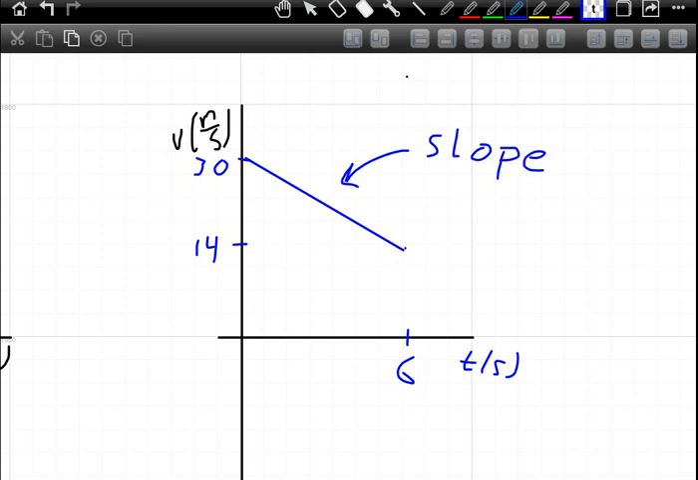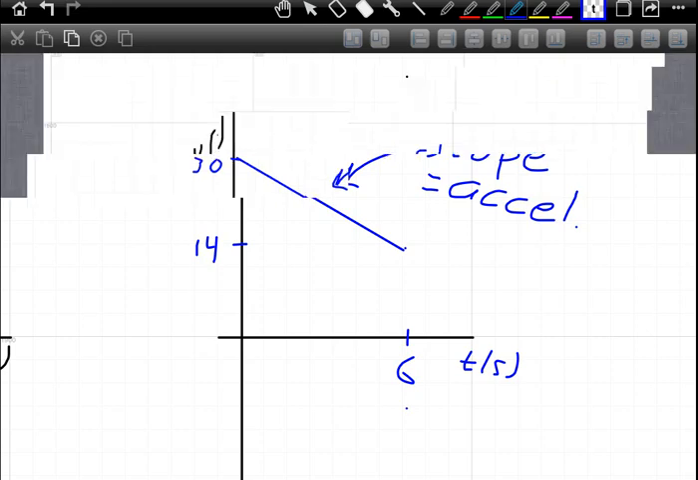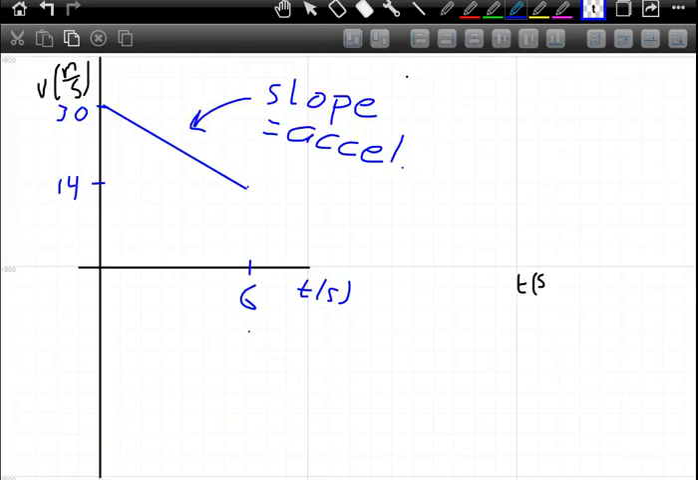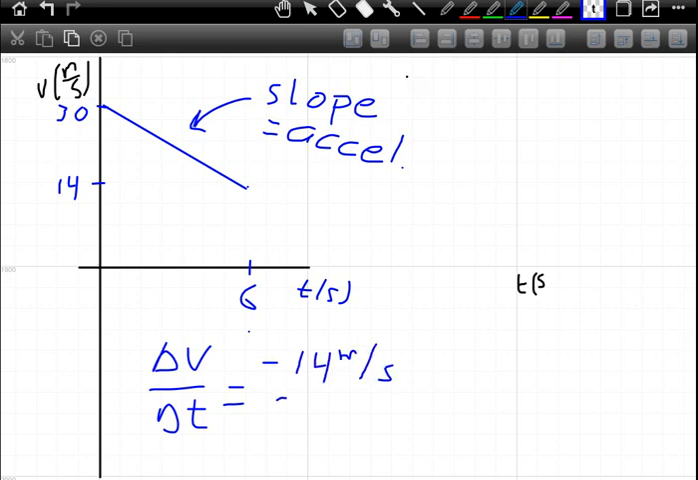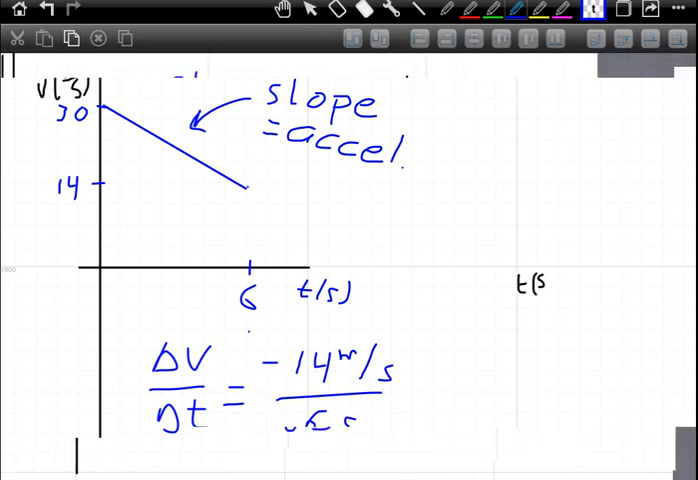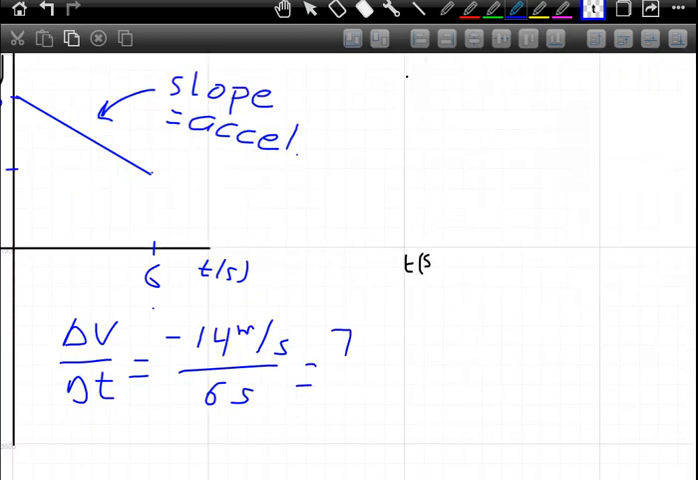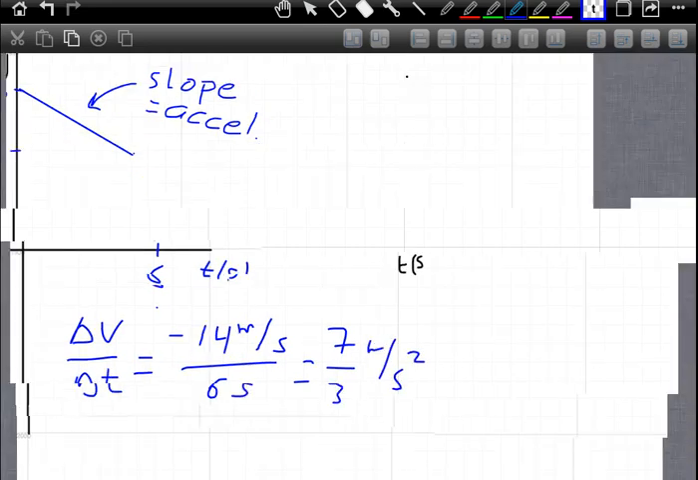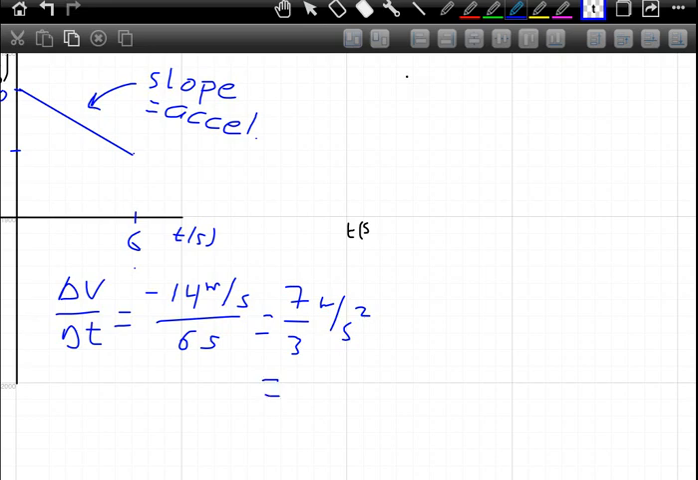of the object. So we can find that by simply finding the change in velocity over the change in time. So we do the change in velocity over the change in time. That's the change in y over the change in x. So we're going to say we go negative 14 meters per second in 6 seconds. So that's going to be 7/3 meters per second squared, which would be equal to negative 2.33 meters per second squared. So that's simple enough. That's all the question asks for.